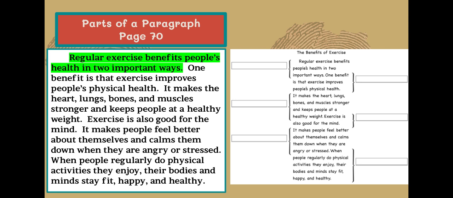Let's look at the second sentence. One benefit is that exercise improves people's physical health. I want you to highlight this sentence yellow. This is a supporting detail. If this is a supporting detail, what must it do? How does this sentence support the topic?